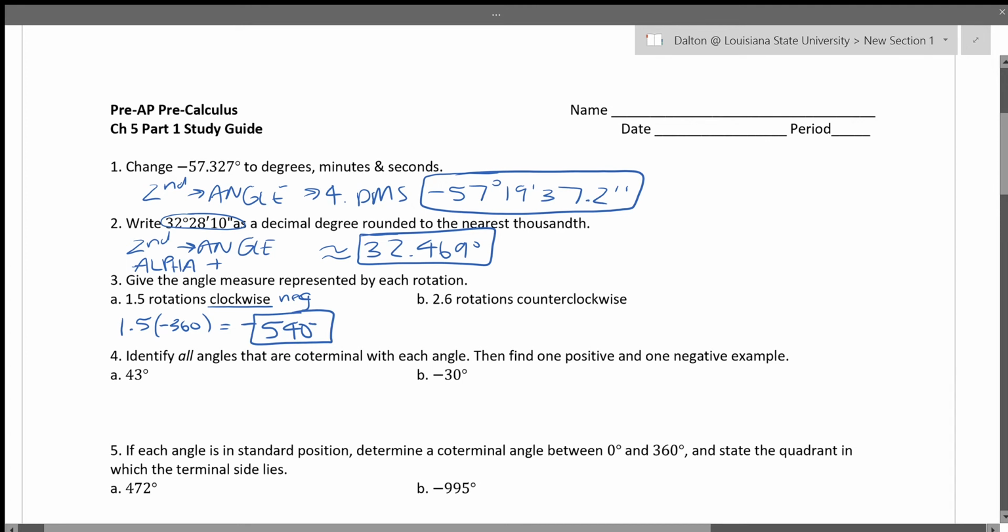For 3 part B, let me fix that degree. There we go. For 2.6 rotations counterclockwise, remember that's our default direction. So that's just going to be times a regular positive 360 degrees. And for that, you should get 936 degrees after 2.6 rotations.